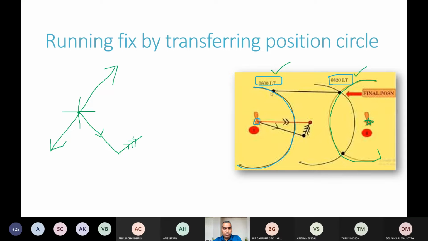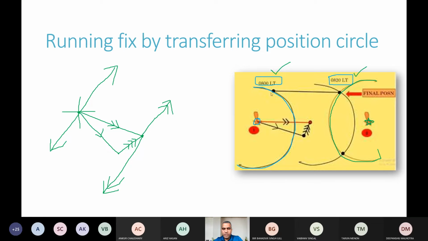Once you apply these two, you know what is the course made good of the ship. So this is the course made good of the ship. We can represent it with double arrows. So whatever position you reach, that is your estimated position, you just draw a line parallel to the first line, and this becomes your transferred position line. This is the method by which we transfer a PL.